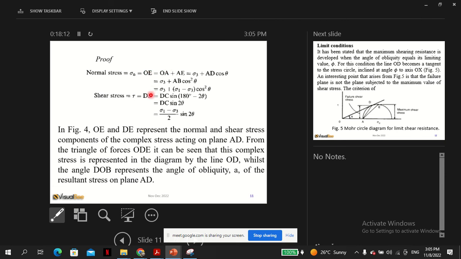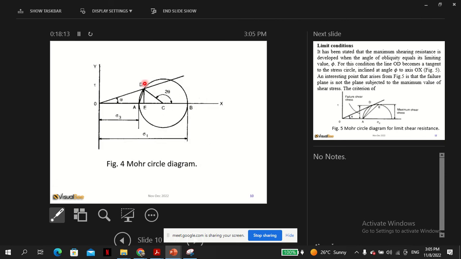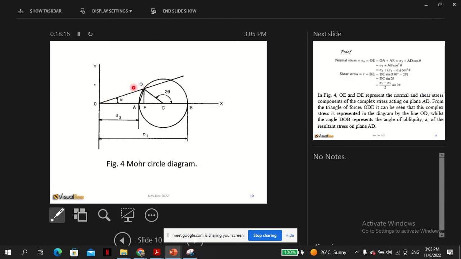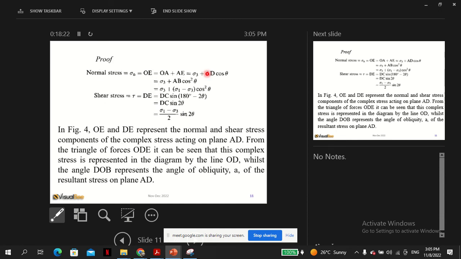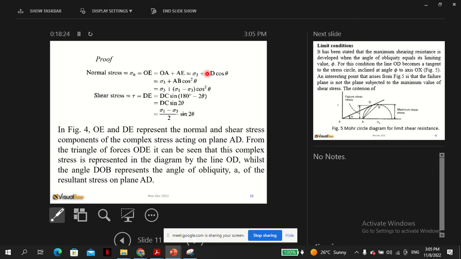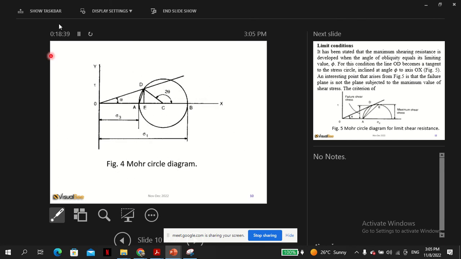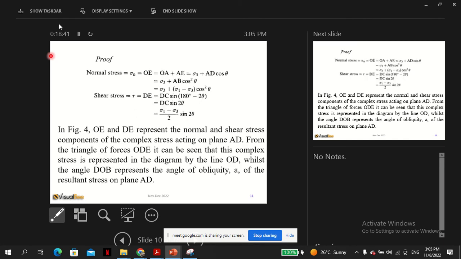So this shows you the relationship. This is the trigonometric derivation of the circle. All right, this is something that we've done before, so you can follow this in the notes.